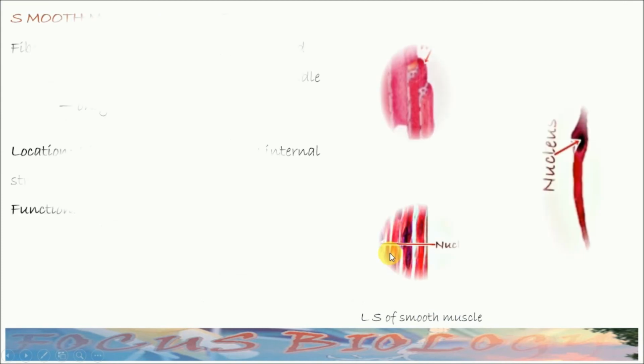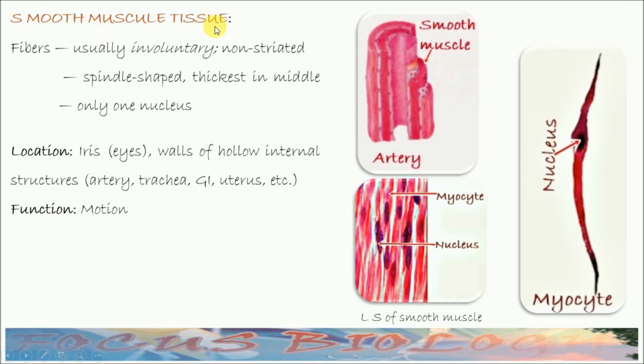Next, a smooth muscle tissue. They are usually involuntary. It means its function is not under the control of our conscious brain. And in another way, there is no need of voluntary action potential to initiate its contraction.